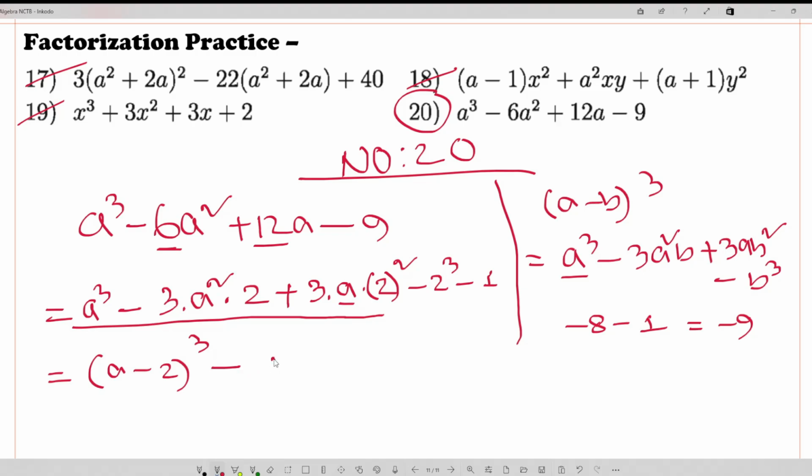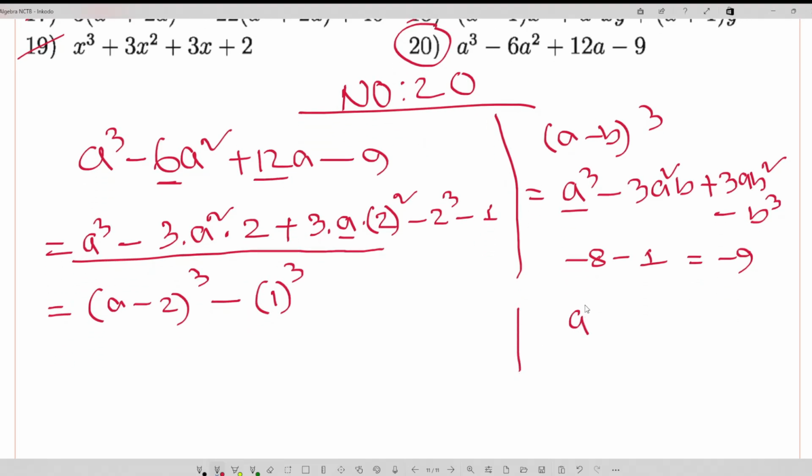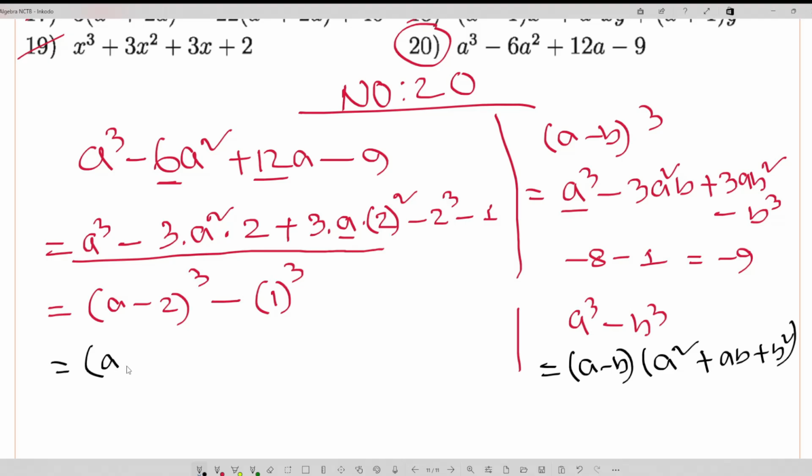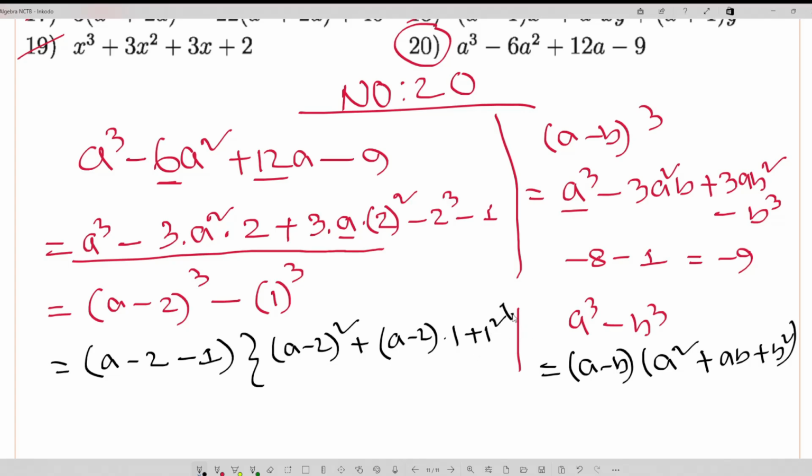And here is minus 1, also we can write 1 cube. So this one also looks like a cube minus b cube. What is the theory? We can write a minus b times a square plus ab plus b square. So this one is also similar. First a minus 2 minus 1, it means a minus b, then a square means a minus 2 whole square plus ab. ab means a, b means 1, and then what? Plus b square, it means plus 1 square.